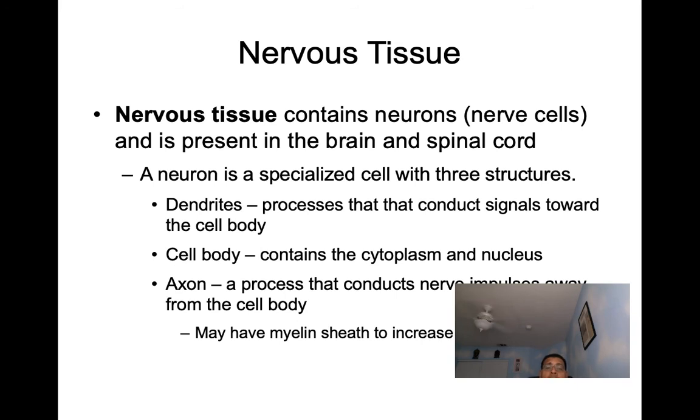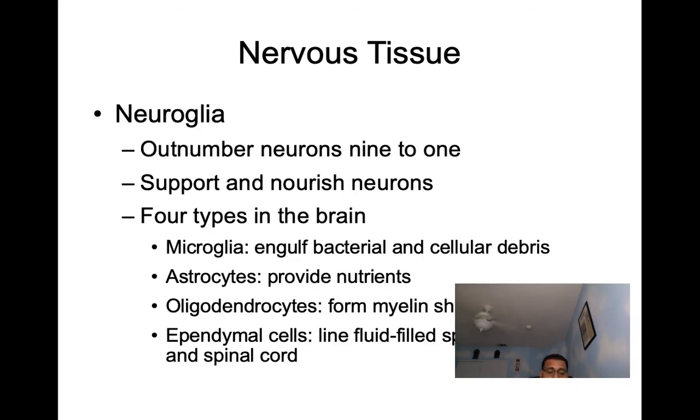Now, nervous tissue is also going to contain neuroglia. These cells outnumber our neurons, and they're going to support and nourish our neurons. You have four neuroglia in relation to the brain and the spinal cord, the CNS. Number one, your microglial cells. These cells are responsible for engulfing bacteria and cellular debris.